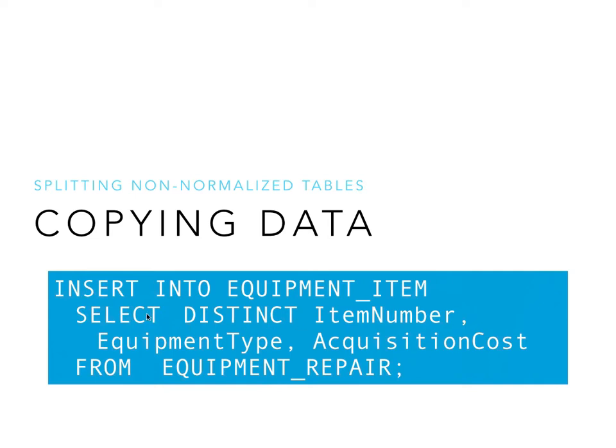So this, again, you can imagine reading from the inside out. We select distinct item numbers, equipment types, and acquisition costs. So we're kind of stripping out the item information in that select query, and that's from the equipment repair, the big table, and we're inserting that into this equipment item table. So this is a way that you can put a select statement inside an insert statement to copy data from one table to a new table or an existing table. Does this make sense? Yeah?